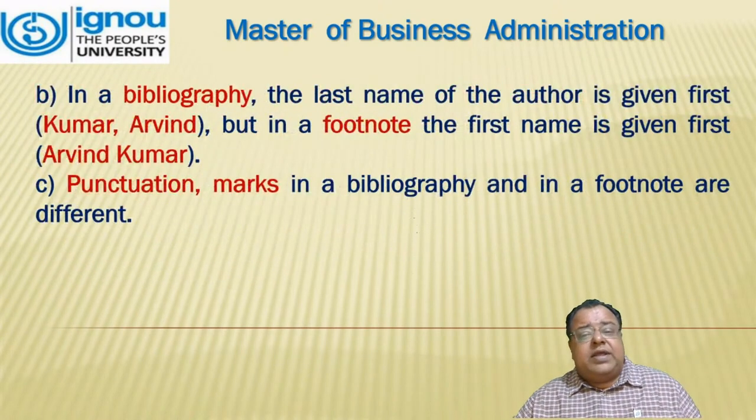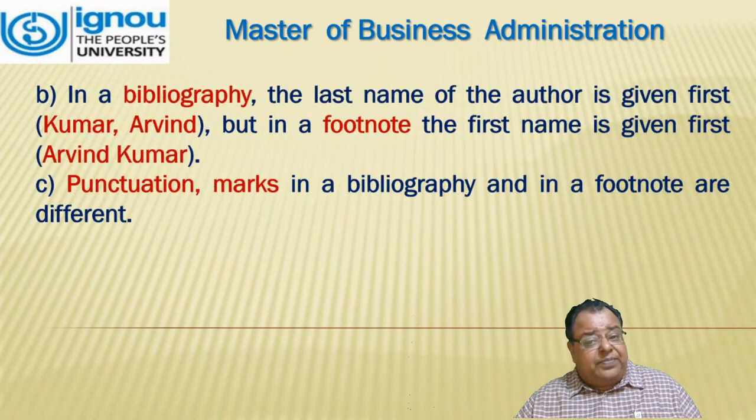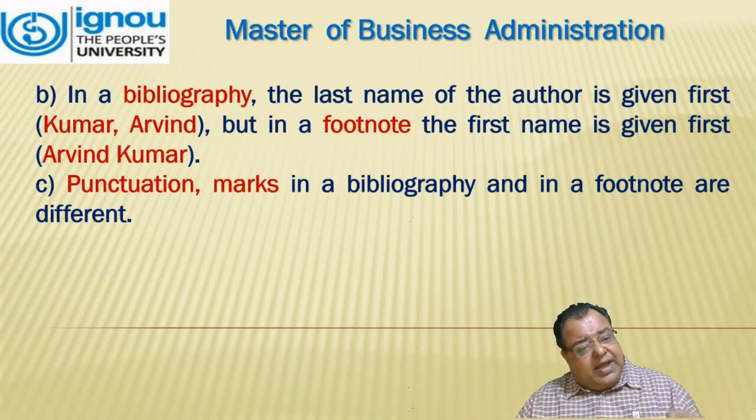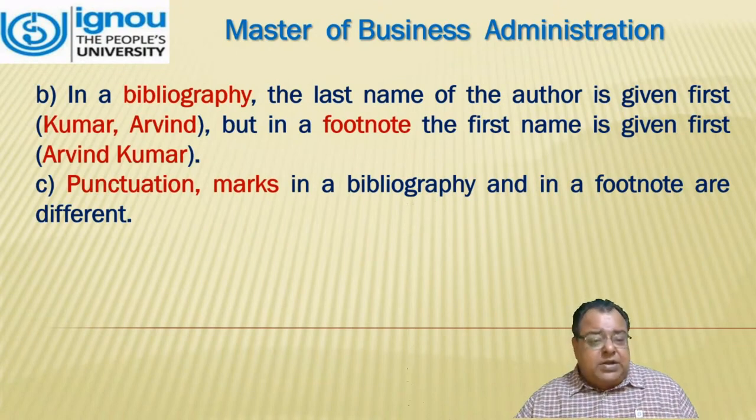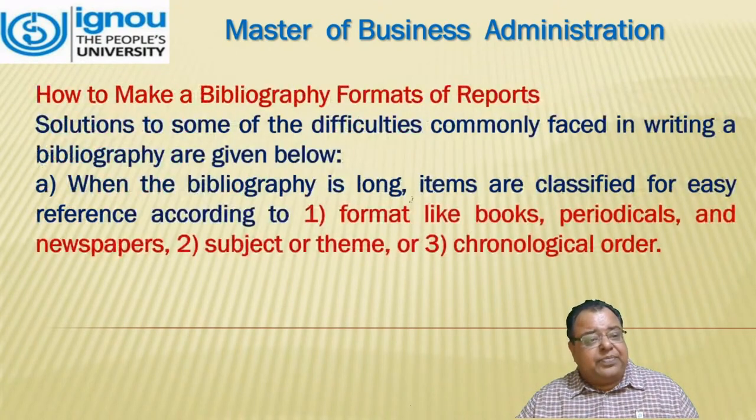In a bibliography, the last name of the author is given first, that is Kumar Arvind. But in a footnote, the first name is given first, as Arvind Kumar. Punctuation marks in bibliography and in footnotes are different.